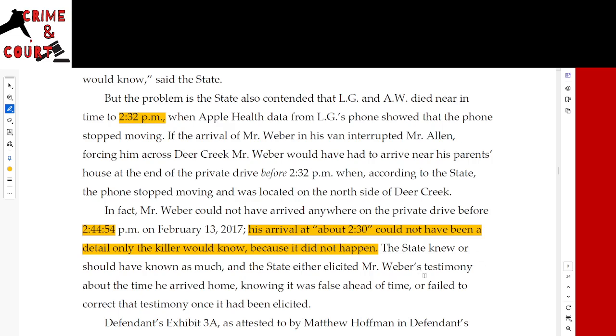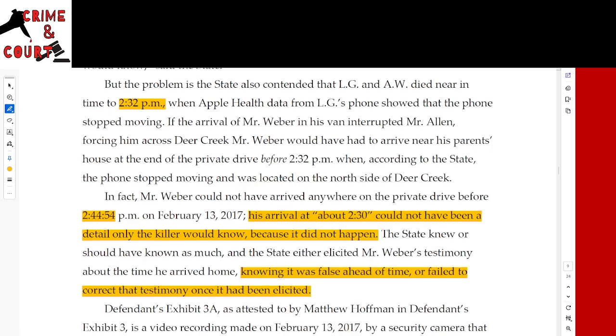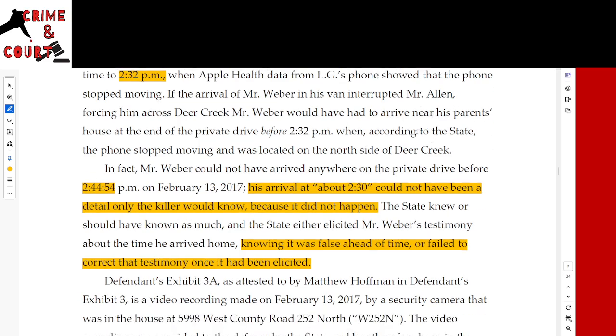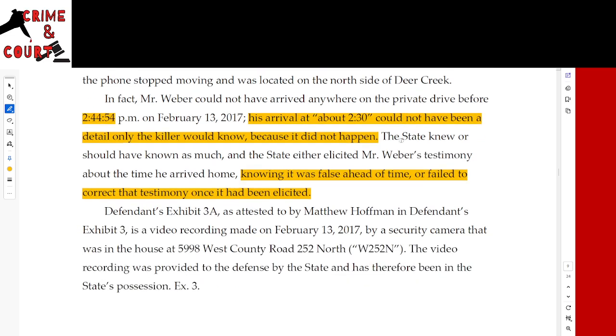The state knew or should have known as much, and the state either elicited Mr. Weber's testimony about the time he arrived home, knowing it was false ahead of time, or they failed to correct the testimony once it had been elicited. So either they knowingly elicited false testimony or they made an error anyways because they didn't correct the error because the timeline's off. I wonder if Karen Reed can use this because that's an interesting argument, because there's a lot of timeline issues in the Karen Reed case too.